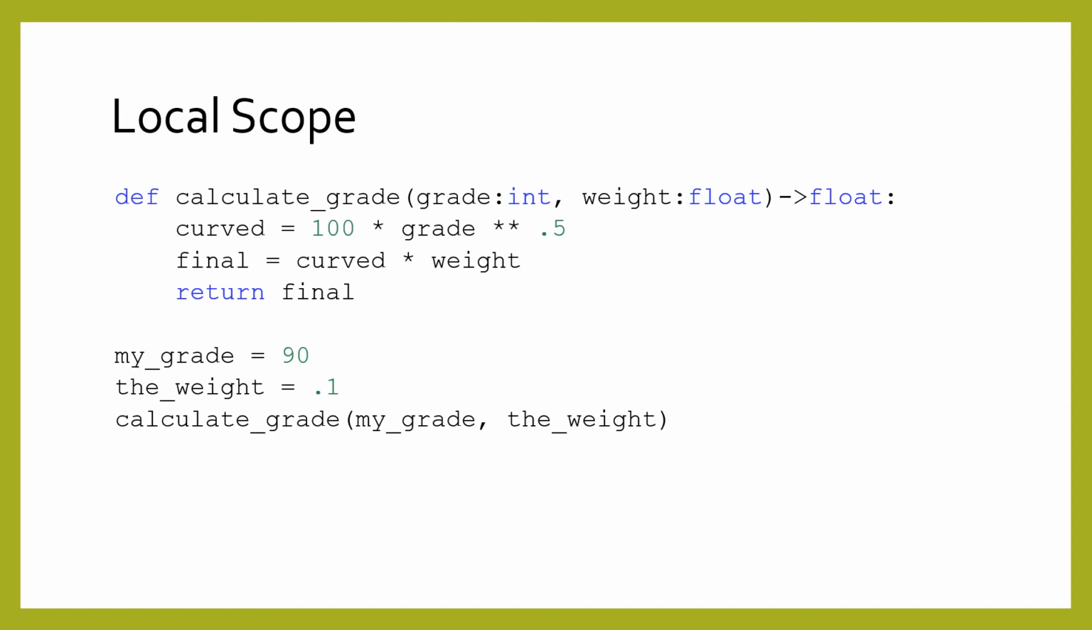In the program shown here, the local variables are grade, weight, curved, and final, because they are all defined inside the body of the function or as parameters. On the other hand, the my_grade and the _weight variables are global variables.